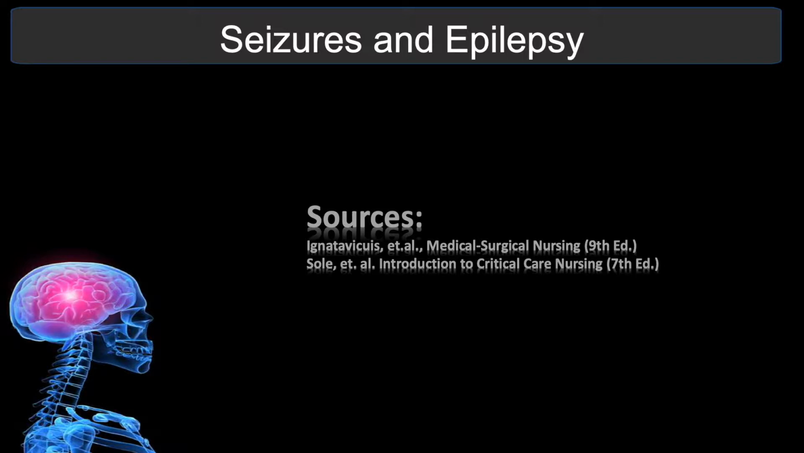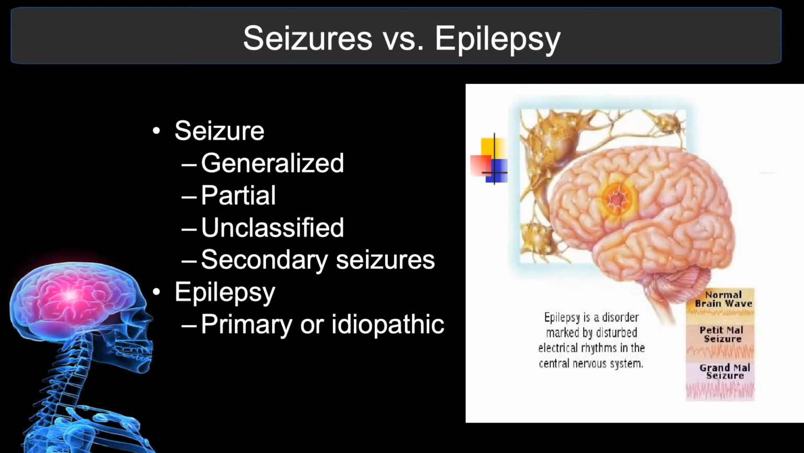7th edition. Some of the things that you should review include the different types of seizures, including generalized, partial, unclassified, and even secondary seizures. You should also be able to identify and define epilepsy, whether from primary or idiopathic sources.